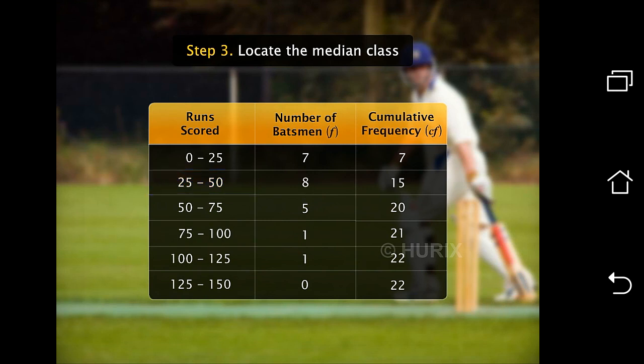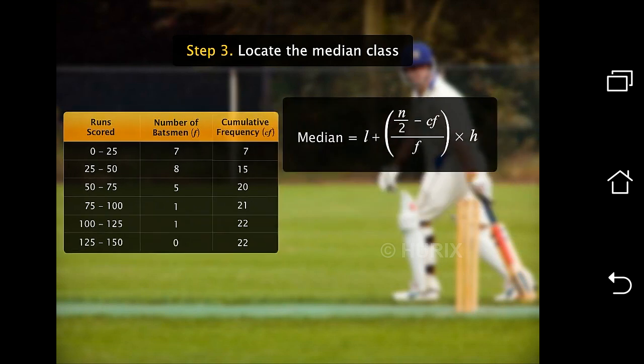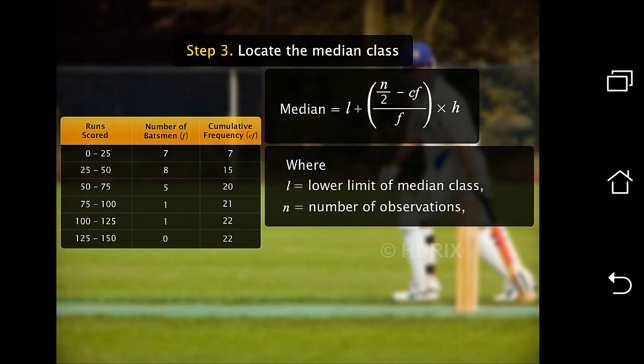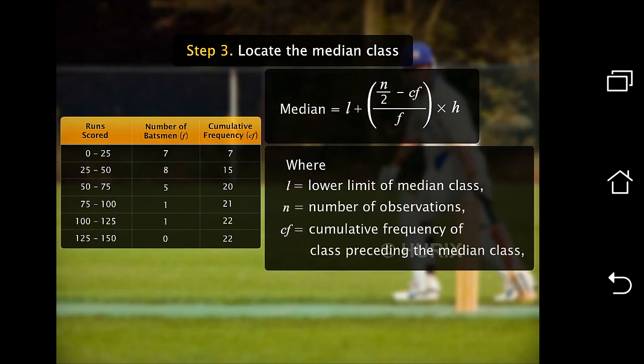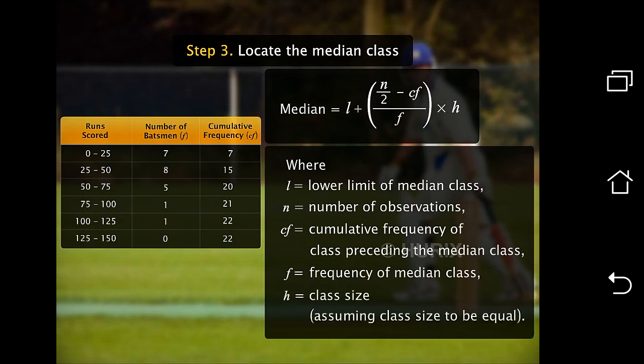Now, we know the class in which the median lies, but we do not know the exact median. To find the median, we use the formula shown here. In this formula, L represents the lower limit of the median class, N represents the number of observations, CF represents the cumulative frequency of the class preceding the median class, F represents the frequency of the median class, and H is the size of the class interval. We assume that all class sizes are equal.